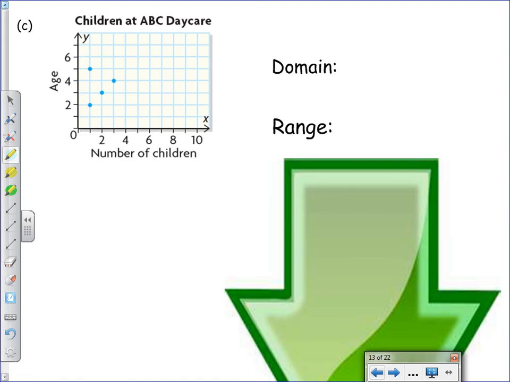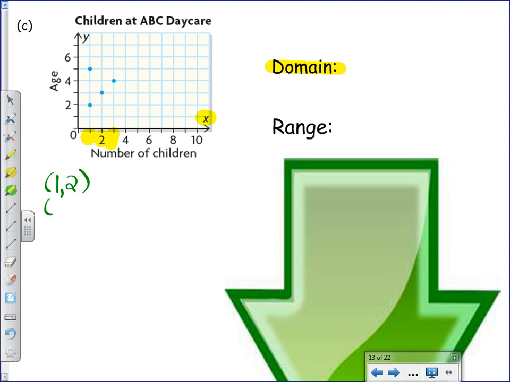Okay, my domain here. Now we're going to be looking at graphs. Graphs become a little bit more complex, but this one should be pretty easy. My domain, again, my domain are all my x's. So if I look here, because this is my x-axis, I have a value here, I have a value here, and I have a value here. I'm just looking at my x-coordinate. I could write them out in coordinates. So I could write this out as 1, 2.